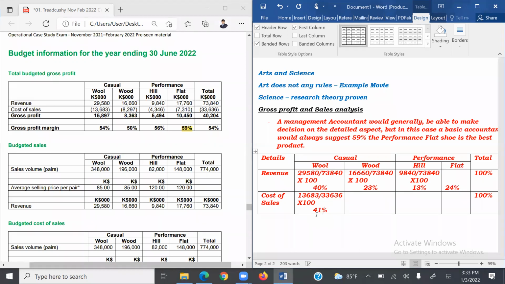Then the next one, let's do the working there. It's not difficult. 8,297 divided by 33,636 multiplied by 100. So we can get the answer for the next one as well. I believe that's 25%. Excellent. 24.66. Excellent. 25%. Perfect, students. So let's do it for the next one.